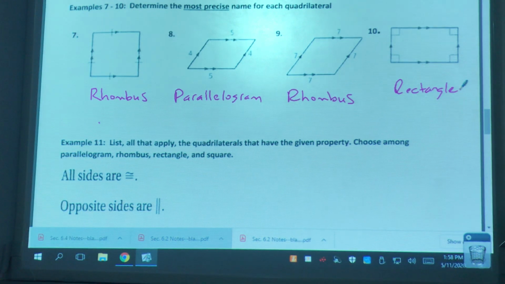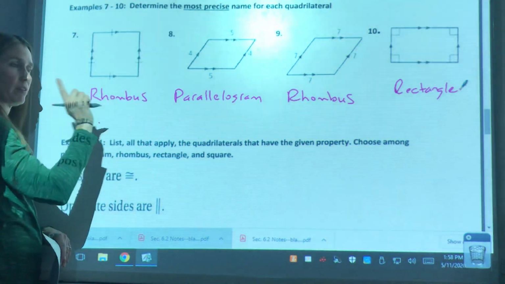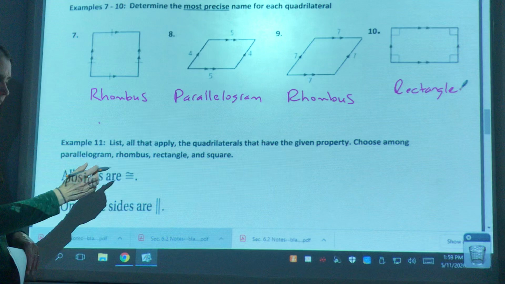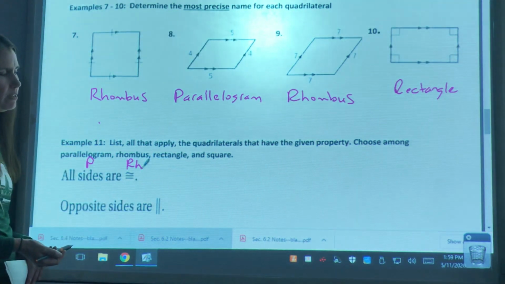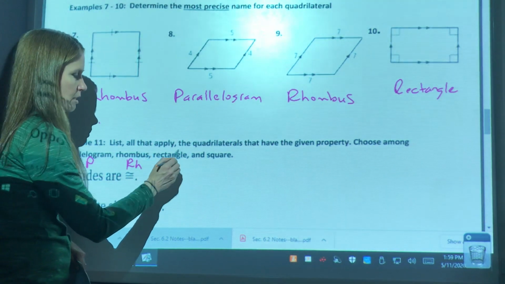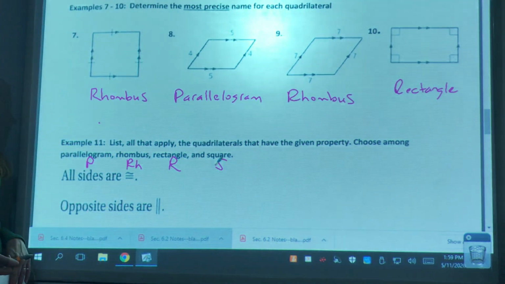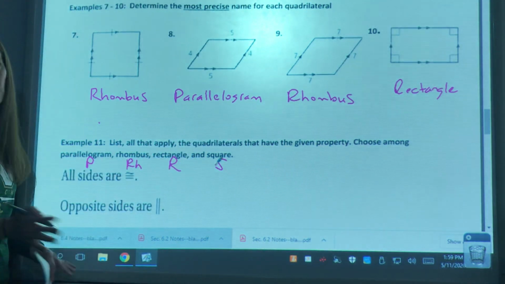Okay? On number 11, now this question is a little different than this one. This one asked for the most precise name, so we're naming one answer. This one is asking us to list all that apply, the quadrilaterals that have the given property, choose among parallelogram, rhombus, rectangle, and square. The way we're going to do this is for parallelogram, instead of writing all these words out, we're going to use a P. For rhombus, we're going to use an RH. For rectangle, we'll just use an R. And for square, we'll use an S. That'll just make it a little quicker. So some of them may have all 4 letters, some might have 1, some might have 2.